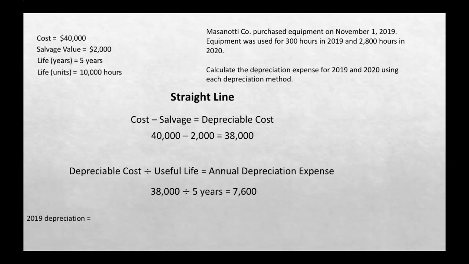However, in 2019, we didn't have this equipment for the entire year. We purchased it on November 1st. So we only had it for 2 months. So we take 7,600 times 2 over 12. So our depreciation expense in 2019 is $1,266.67. In 2020, we have it for the full year, so its depreciation expense that year is $7,600.